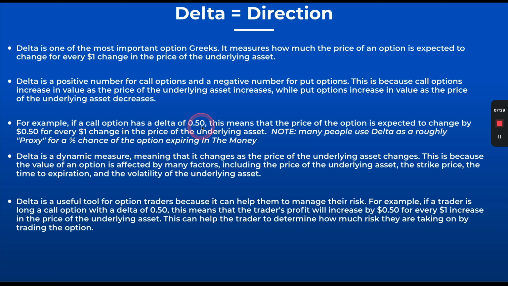Delta is a useful tool for options traders because it helps them manage their risk. It helps them understand how the value of their option is going to be impacted as the price of the underlying goes up and down. So it's really important to be able to model that. And again, we're going to do exactly that. We're going to be looking at models of that when we get to the lab section here in OptionStrat in a moment.